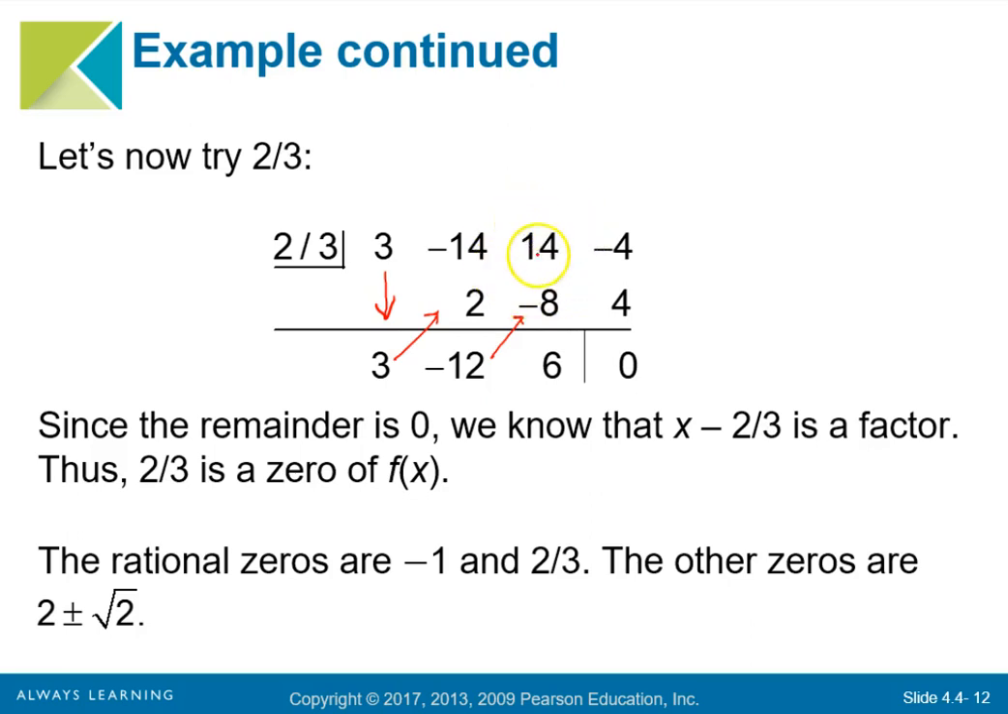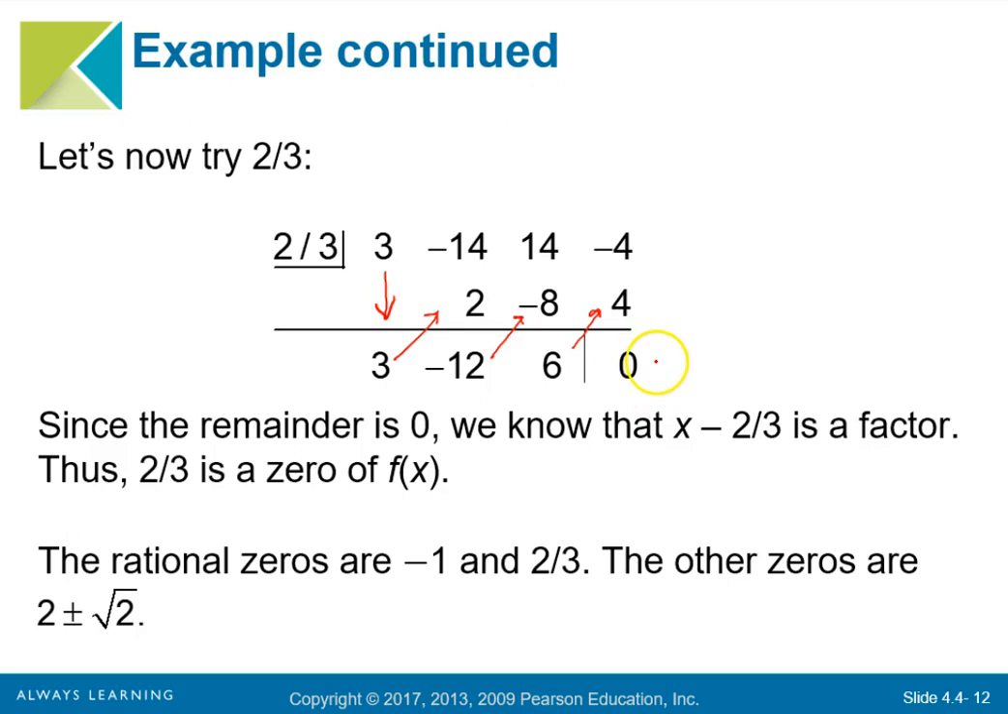So I have a 14 minus 8 is going to get me a 6. Now if I take my 6 and multiply it by 2/3, I get a 4. And that negative 4 and positive 4 goes to 0. So this is a solution. All right, this is a solution.